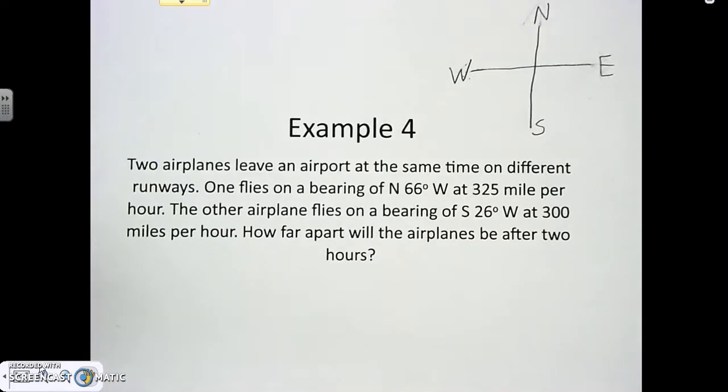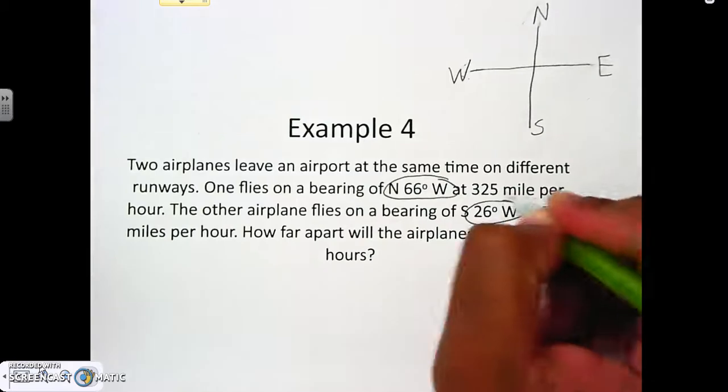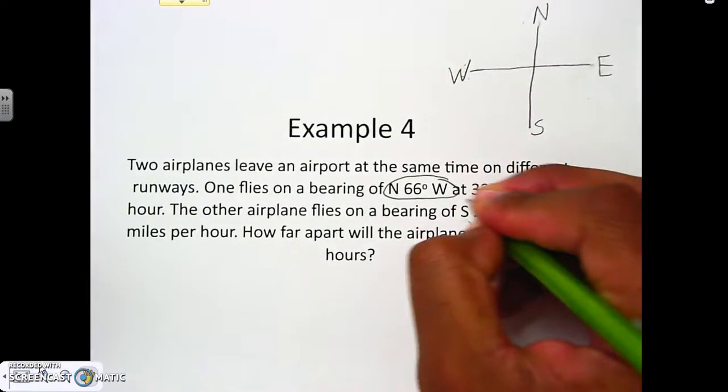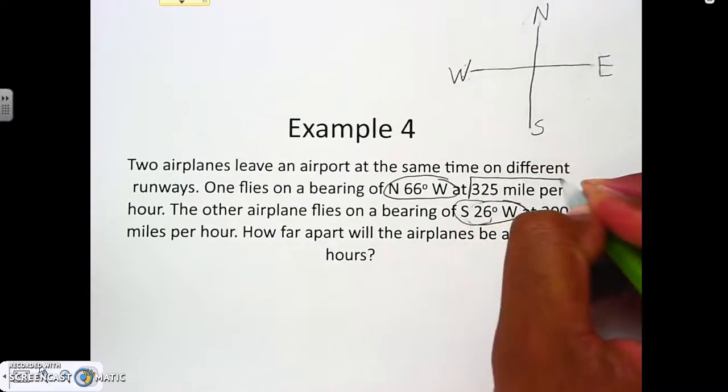Alright, so example 4 says 2 planes leave an airport at the same time on different runways. One flies on a bearing of north 66 degrees west and 325 miles per hour, and the other airplane flies on a bearing south 26 degrees west at 300 miles per hour. How far apart will the airplanes be after 2 hours? Okay, so here again, the north, south, east, west thing. So again, we're having 2 directions going on. The south part also. So the directions are there, and we also now have miles per hour.